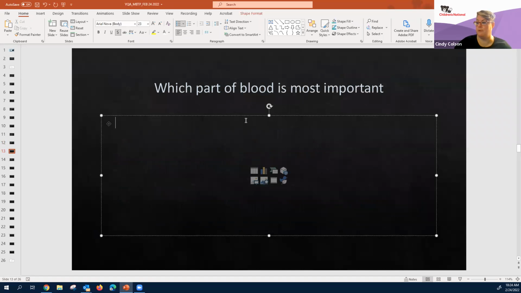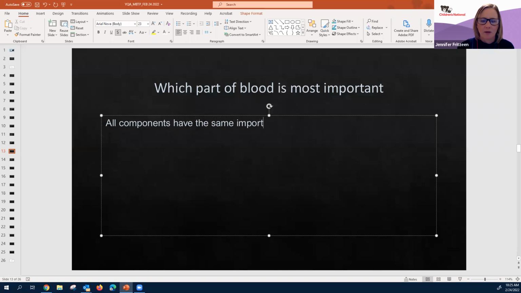Which part of the blood is most important? There's no component that's more important than the other. Remember, they all do different things, and in order to mimic whole blood, you need a little bit of all of it. Your red blood cells increase your H&H, which is your oxygen carrying capacity. They also give some volume, which is needed for the acidosis and the volume loss.